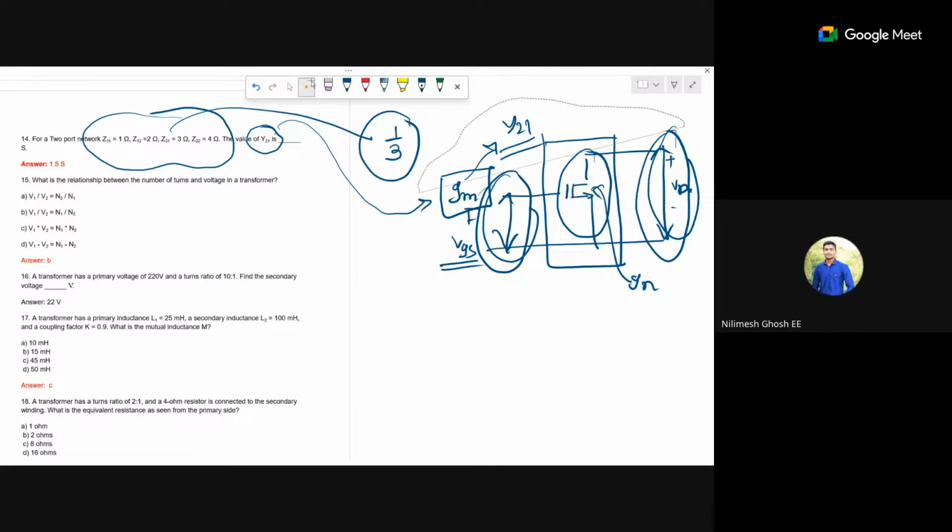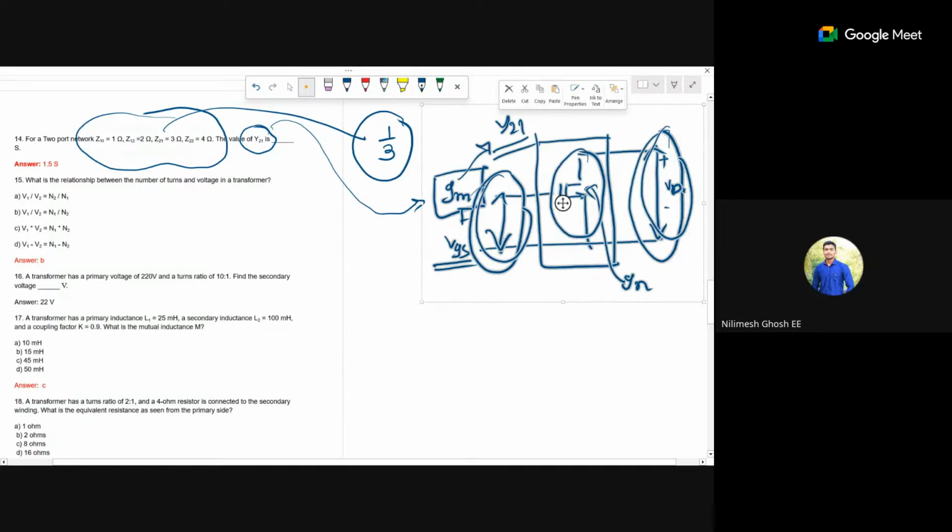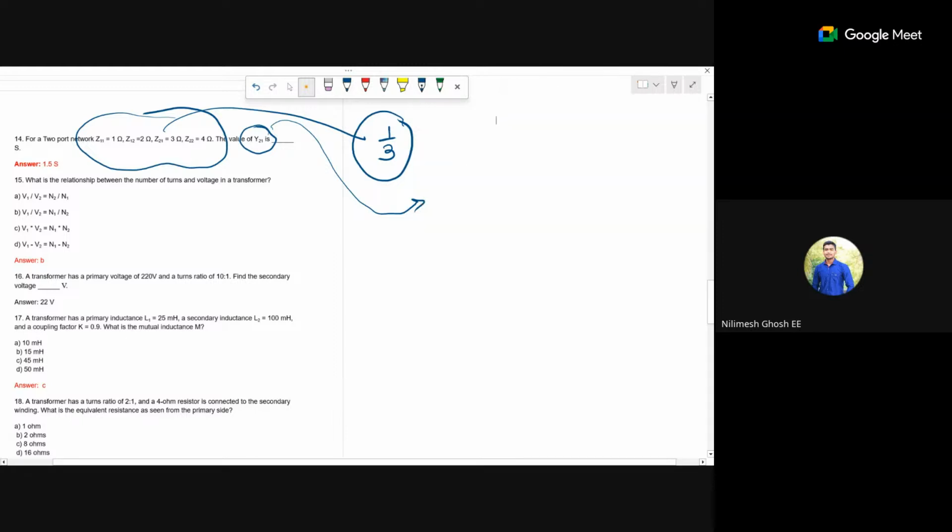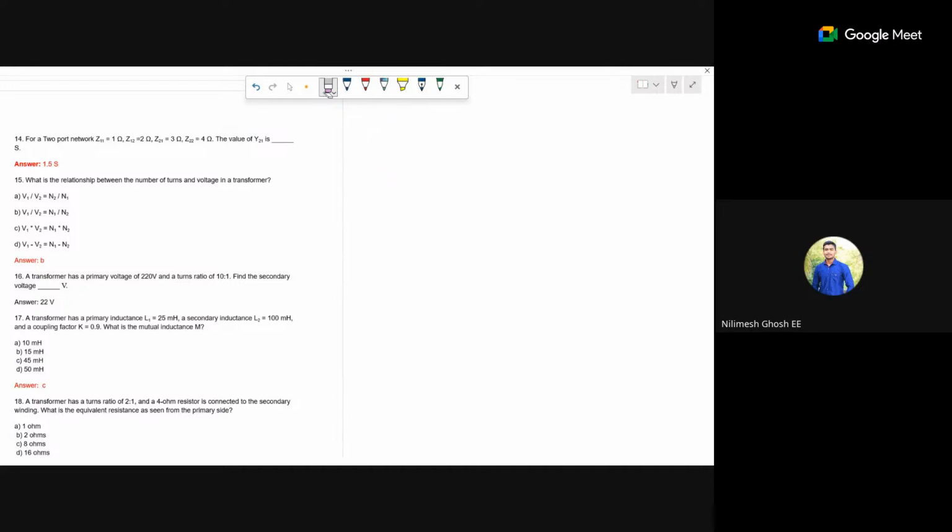If in another session there is more time, I will go through the whole derivation and tell you why the Y21 parameter is gm. That thing is also simple. If you go to the internet and type it, it will give you. It is a simple analysis only, but it is out of your scope. That's why I'm not telling.